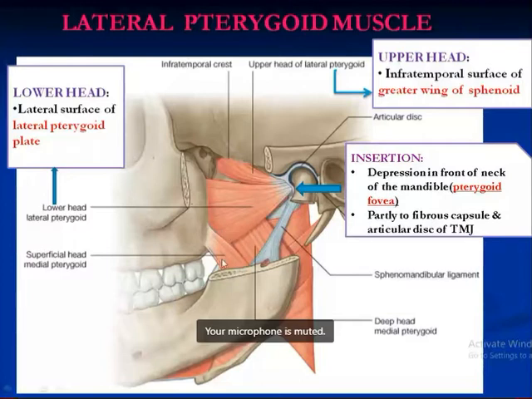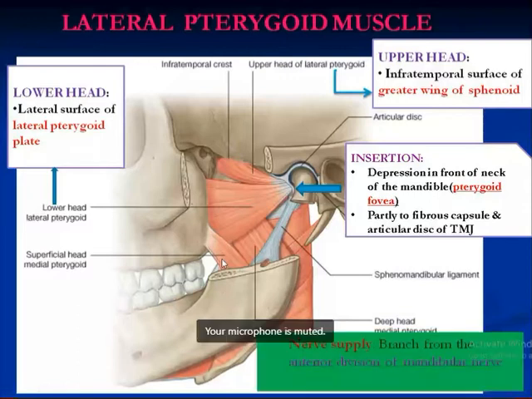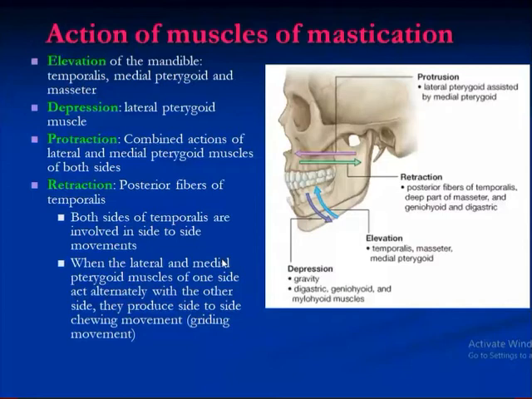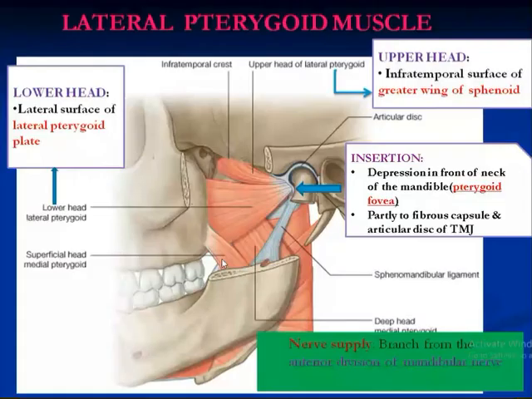All the action of the muscle of mastication. The actions which occur in the mandible are elevation, depression, retraction, protraction, and the side-to-side movement. Now, among the four muscles, which will cause the depression of the mandible? Lateral pterygoid muscle. So for elevation, you have to put all those three: temporalis, middle pterygoid, and masseter. Depression, only the lateral pterygoid.